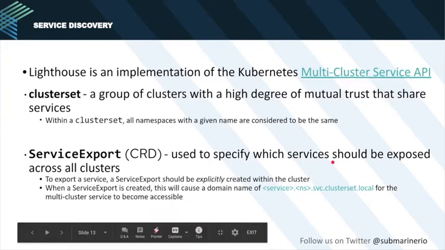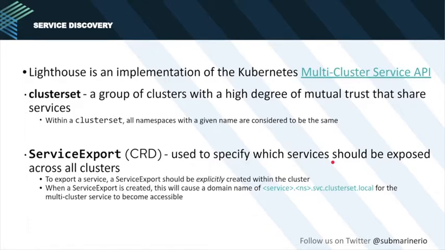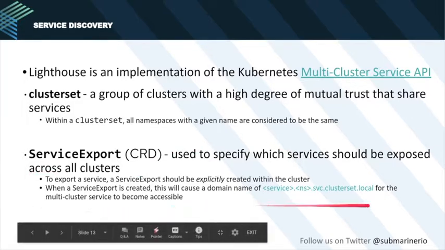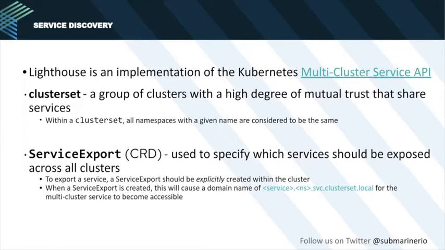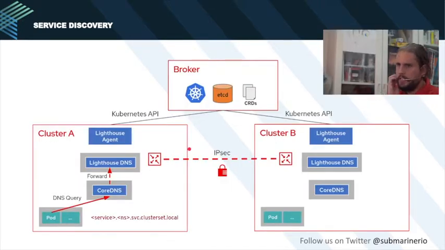So this API introduces the concept of service export. Service export is what we use to define that a specific service that is running on a cluster or multiple clusters has to be exported to the other participating clusters. So on this slide, I will be explaining how service discovery works with Lighthouse in detail.